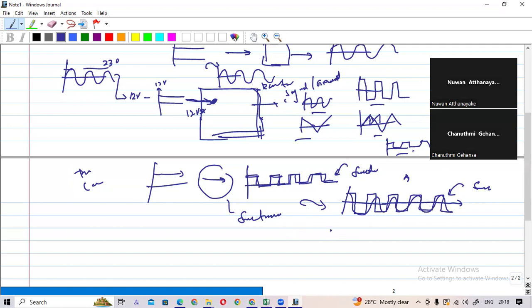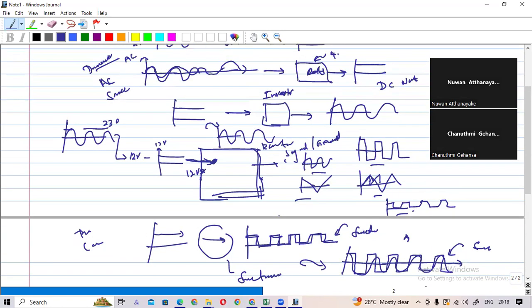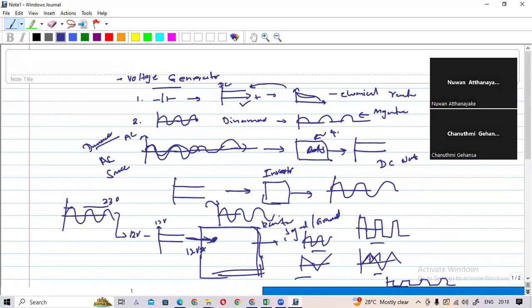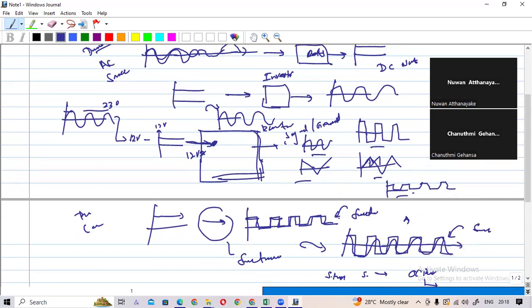There are many sinusoidal signal generators, oscillators actually. There are many types of oscillators, like the crystal oscillator. So using an oscillator also we can generate this kind of signal. Those are the voltage generator and function generator. That is the normal working principle, and using a simple circuit we can construct it.